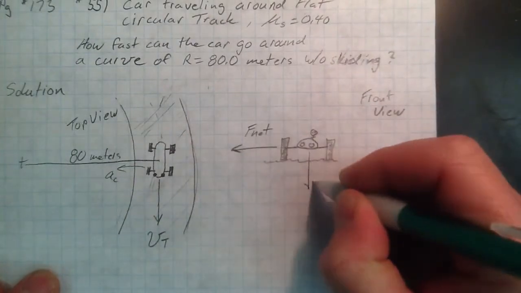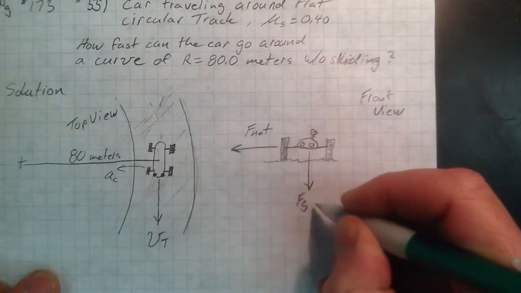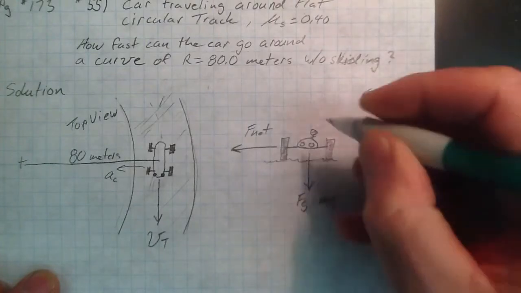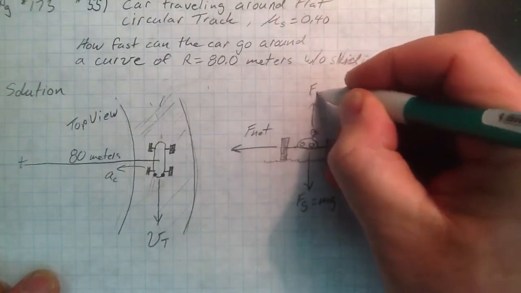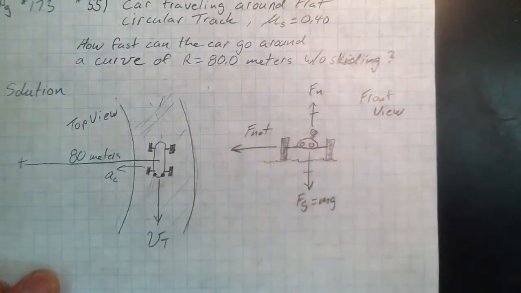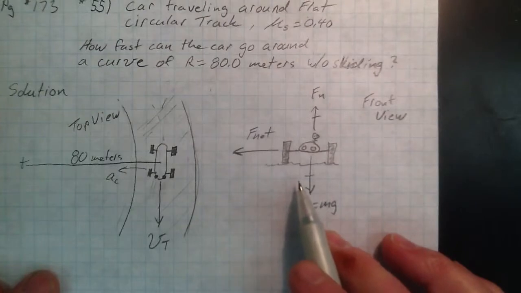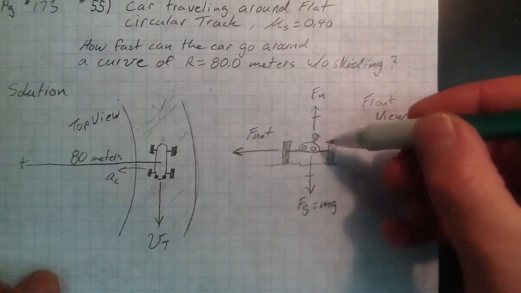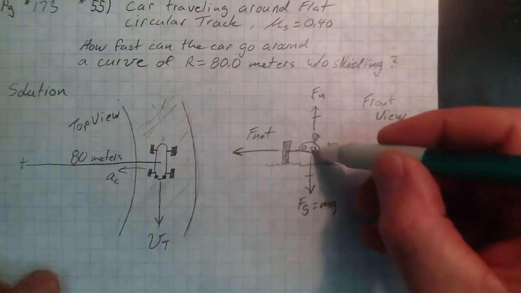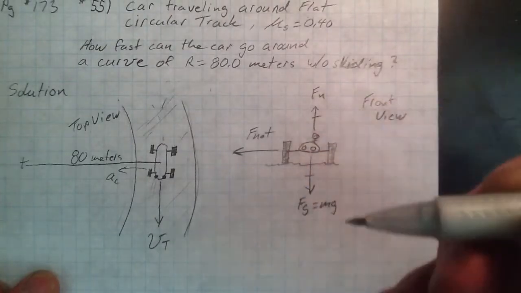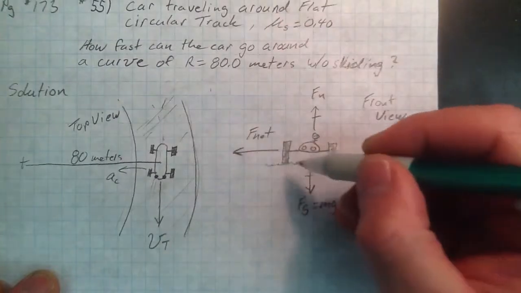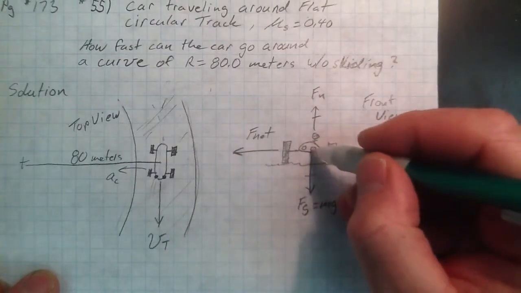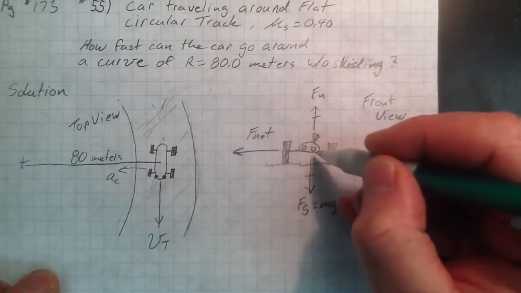Well, my free body diagram tells me I've got a weight going down, and I need to be in equilibrium in this dimension, so the magnitude of my force normal has to be in equilibrium with the weight. The force applied by the engine to drive the car forward is coming out of the paper. That's not pointing towards the center of the circle, so it's in a different dimension and it's not going to be part of my problem.